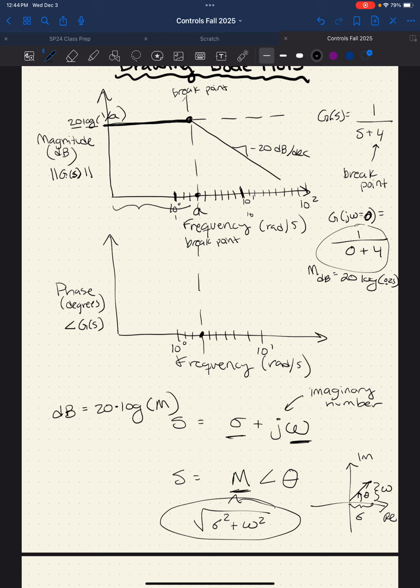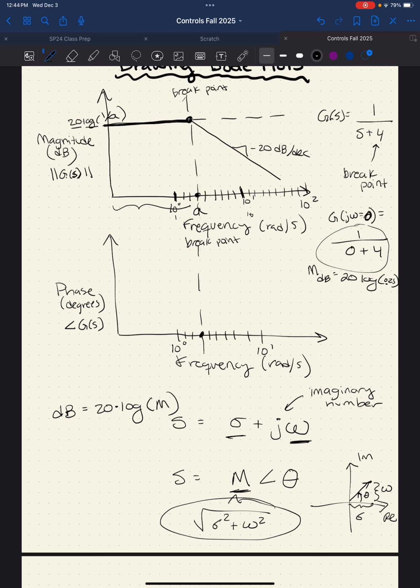20 log of 1 over A. That makes sense, because you're always plugging in 0 for S. So, to draw the magnitude plot, you need to know the breakpoint to set that vertical point, and you need to know the low frequency asymptote that sets the height. And then that's your magnitude plot.